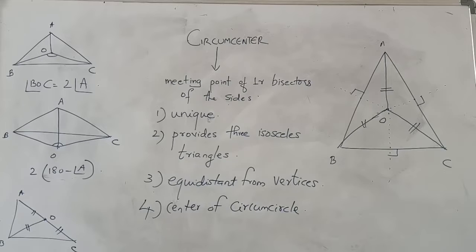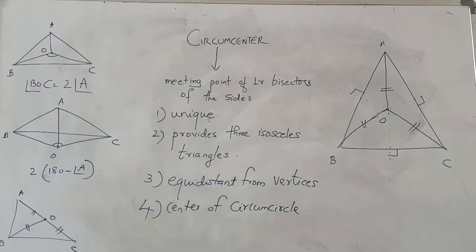Now we have concluded the basic properties of the circumcenter of a triangle. So let me summarize all the points. I have written it down on the whiteboard. The first one is the definition of a circumcenter, which says it is the meeting point of the perpendicular bisectors of the sides of a triangle. Now I have mentioned that the circumcenter is unique, which basically says that every triangle has a single circumcenter, and all triangles definitely do have a circumcenter. Now the third one, as you can see, is that the circumcenter provides three isosceles triangles, as I have shown in the figure.